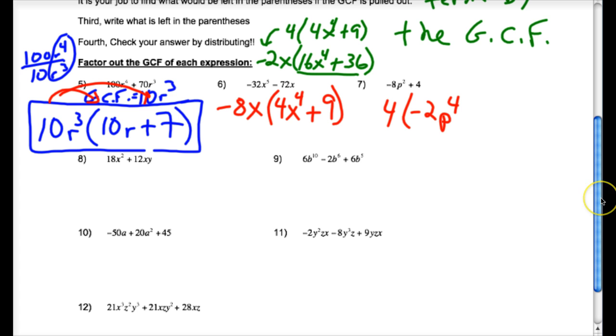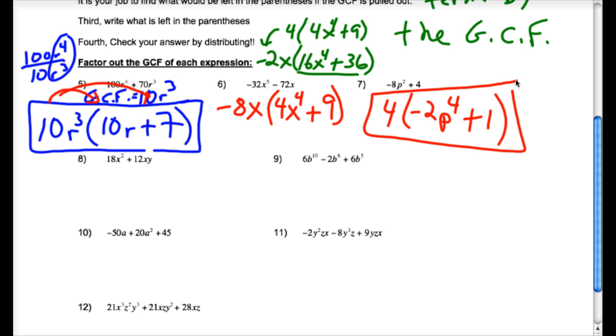You need something there at the end. She said plus 1. Plus 1. I can never hear that girl. I can't read her writing and I can't hear. So you need that plus 1 at the end, guys, as a little placeholder, so that when you distribute back, you get a plus 4 there. And you check it. Next one.